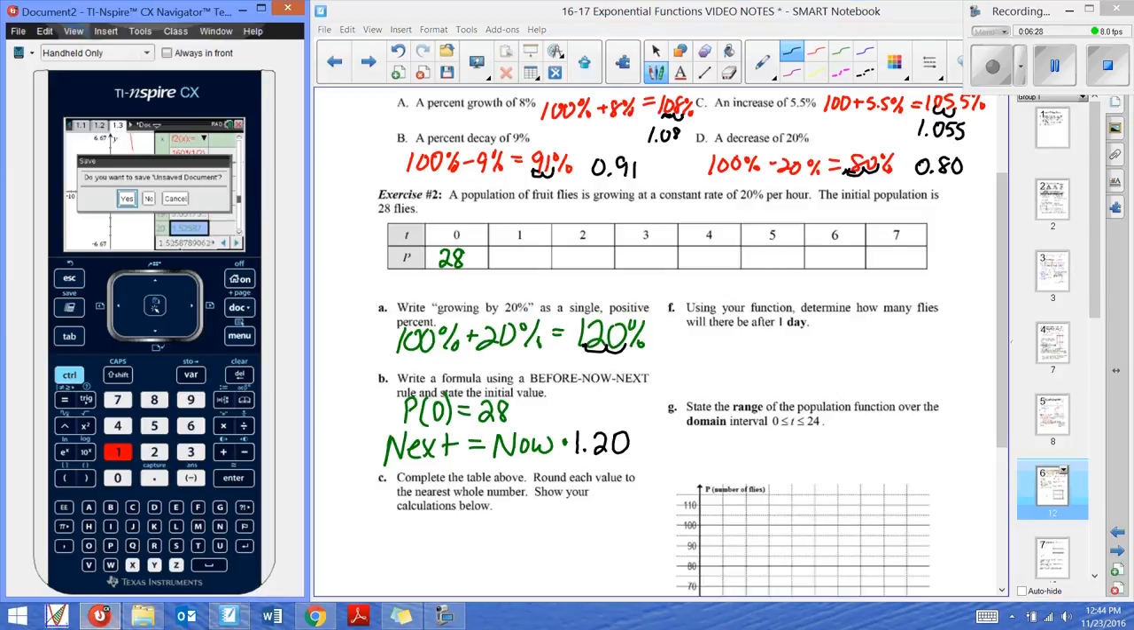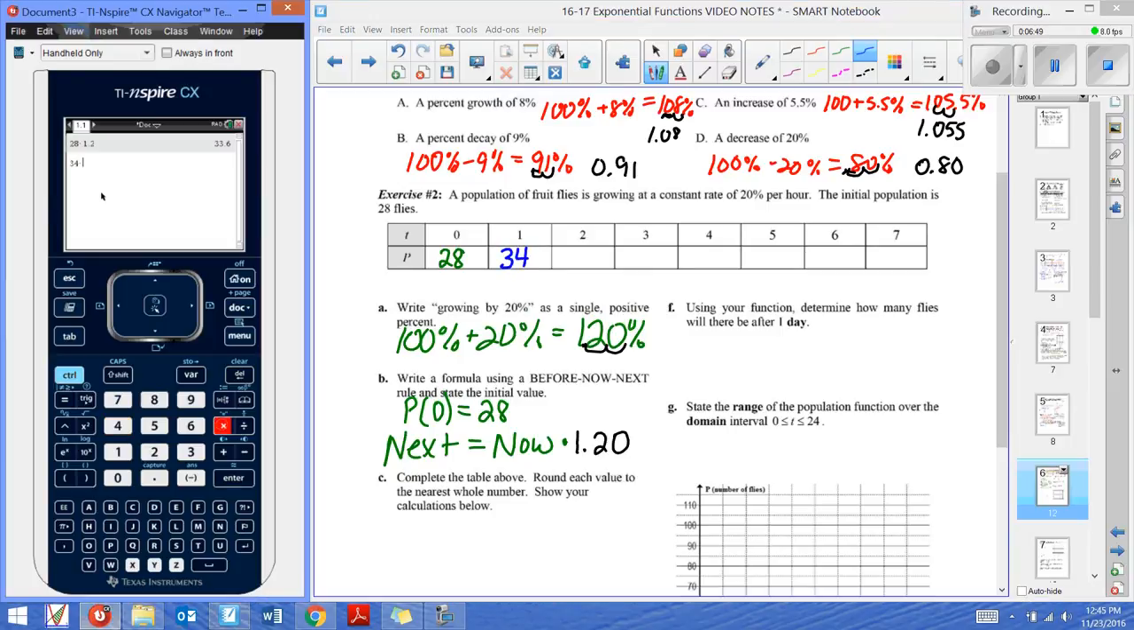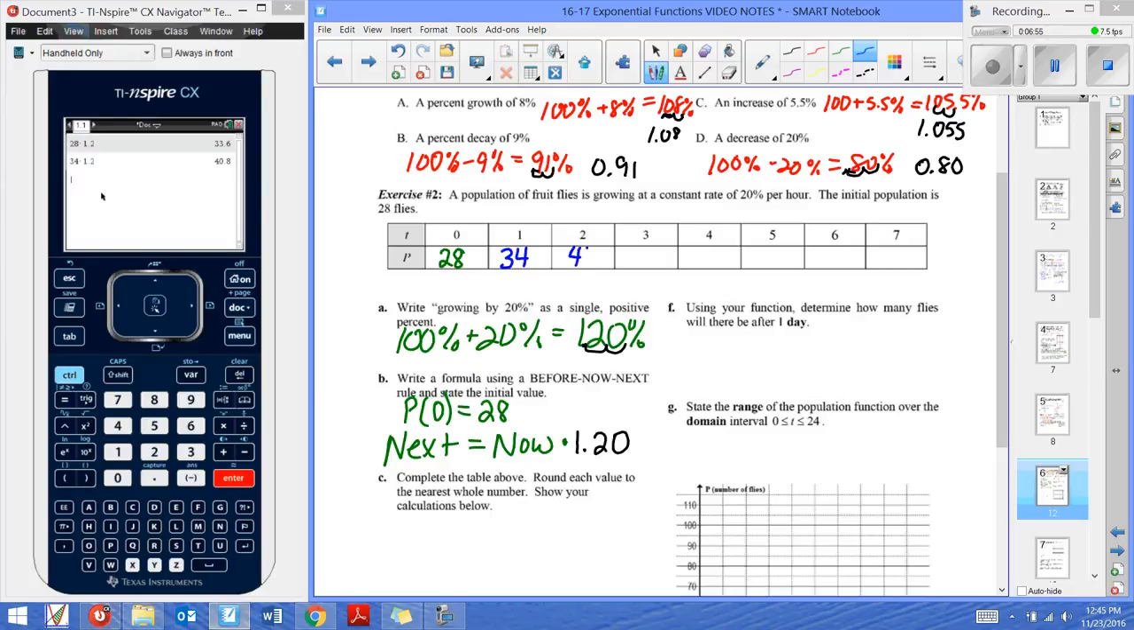I'm going to open up a new document, and let's add a calculator. So I start with 28, and I'm going to multiply that times 1.2. I end up with 33.6, but it says to round. Let's put in 34. Next, 34 times 1.2 or 1.20, same thing. Rounding, we would get 41.